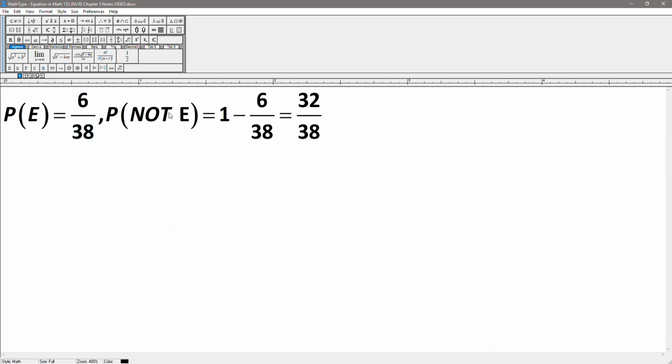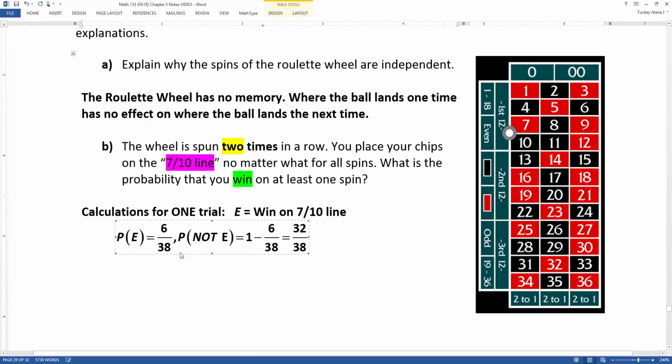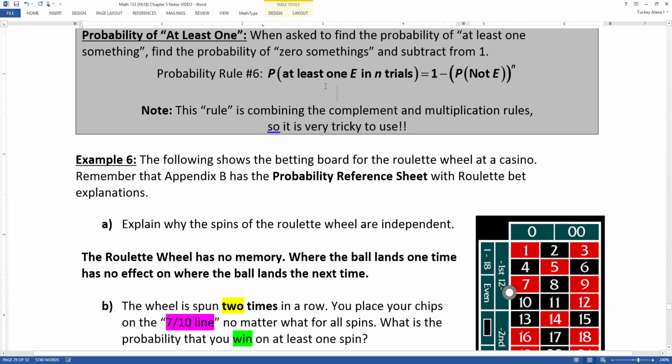And then not E, which is the complement of that, is 1 minus 6 out of 38. In other words, there's 6 winning spaces, so there's 32 spaces remaining that are losing. All right, now that is just to help us when we go to do the problem. Because when we do the problem, we want to think about n equals 2 trials. So for 2 trials, we want to expand upon that and use our formula.